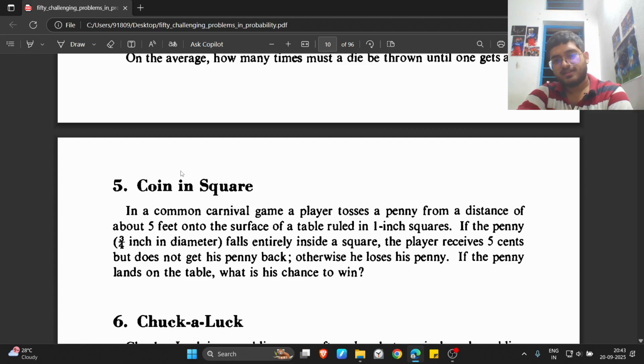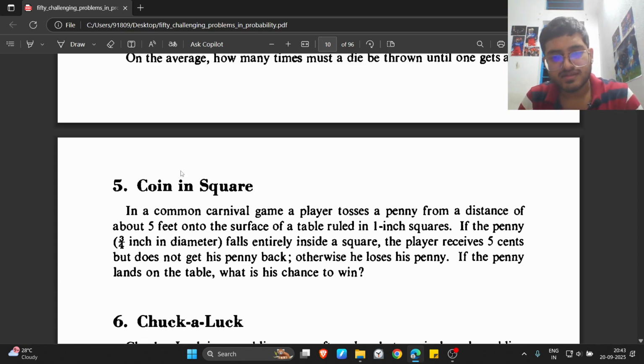This is a very interesting problem. What we're given is a table. We divided the table into 1 inch squares, and a guy is throwing a coin on the table. We need to calculate the probability that the coin lies completely inside a square, that is, it does not fall on the edges or the corners. It just must completely lie inside any square. Are you getting the question? This is a very interesting problem.